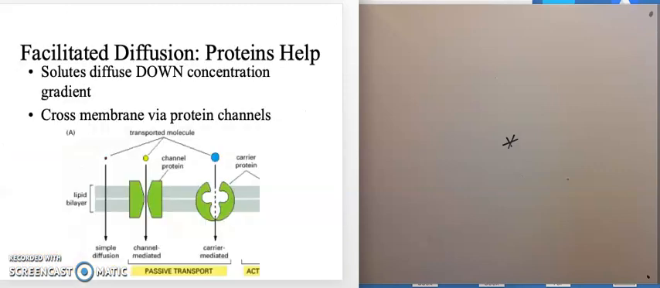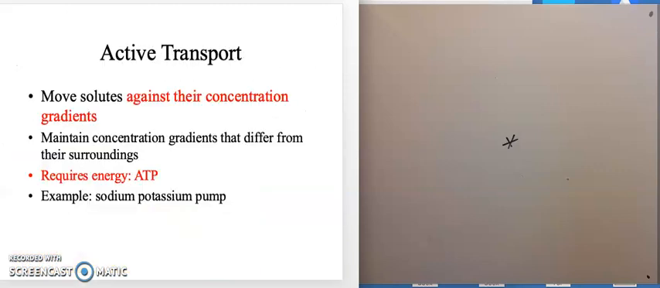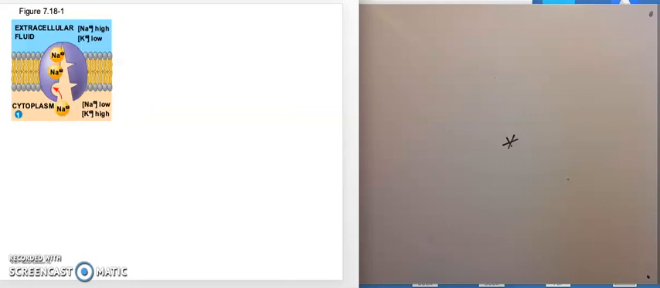But sometimes you need to force things to go against their concentration gradient. Doing this requires an input of energy, and that's called active transport. So active transport moves things from an area of low concentration to an area of high concentration, making it even more concentrated on one side of the membrane. And this requires a source of energy such as ATP. The example that we're going to go through is the sodium-potassium pump. It's going to be essential for how our neurons function that we're going to discuss in the next chapter.